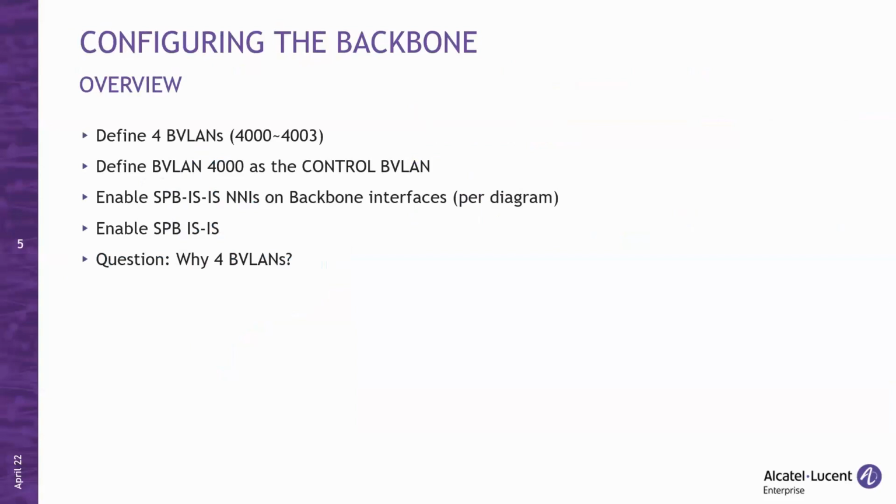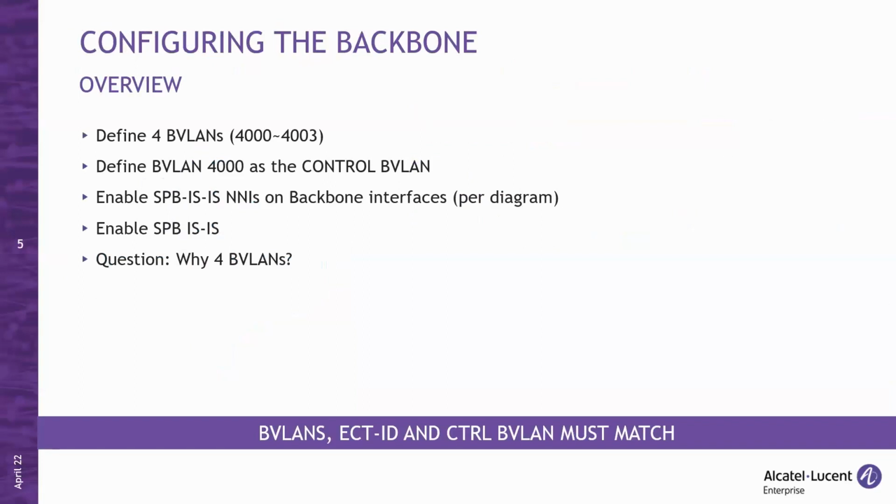Something to remember is that within an SPB domain, the backbone VLANs and the ECT IDs that you assign to those backbone VLANs, in case you change the default, must match across all nodes, and the backbone VLAN that you define as a control backbone VLAN must also match, or otherwise those nodes will not be able to communicate through ISIS.